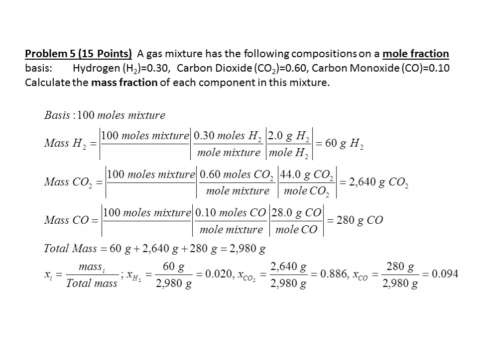Note that the mass fraction is just the mass of a component divided by the total mass. And so we can use this formula to determine the mass fractions of all 3 components given below. So for our hydrogen, it is approximately a mass fraction of 0.02, carbon dioxide, a mass fraction of 0.886, and for carbon monoxide, the mass fraction will equal 0.094.